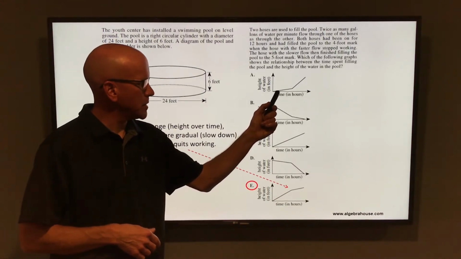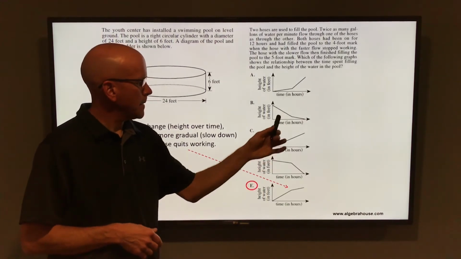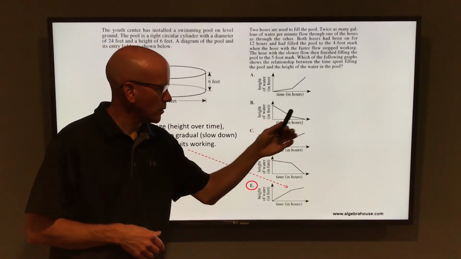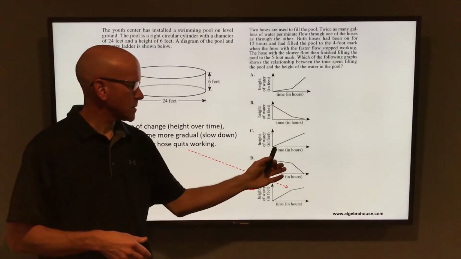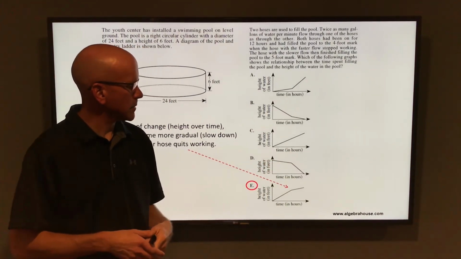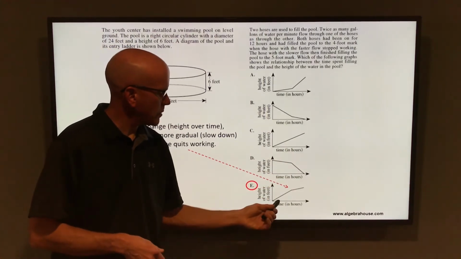Well, this appears that you have a sharp takeoff in filling with water. This appears that you have a sharp decline in the filling with water. Water is being let out of the pool. This is a steady flow, so that's not the case here. You have, again, water being let out of the pool. And then you have this one.